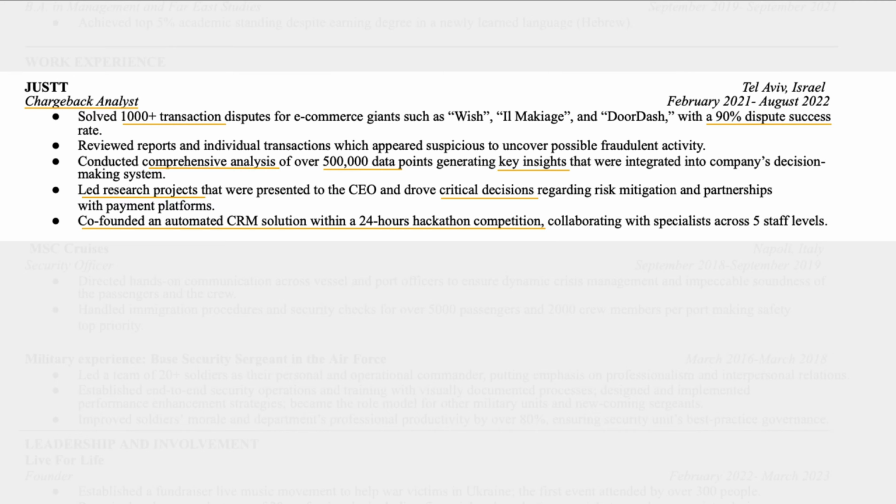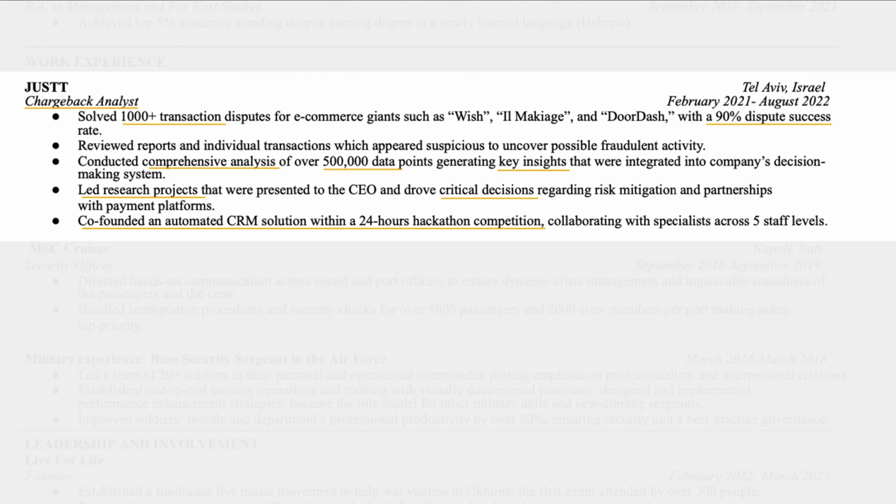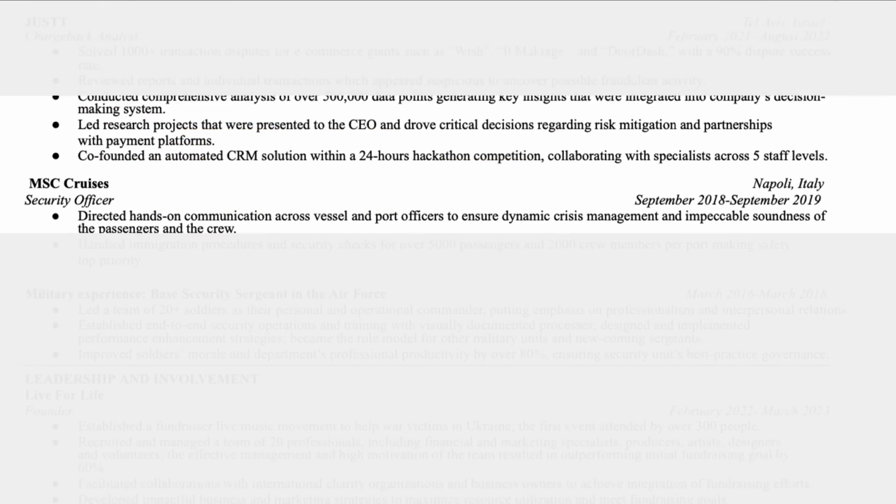Co-founding usually means creating an organization, but here she talks about a CRM solution, a software system. She might want to say specifically what she did to contribute. For example, designed an automated CRM solution within a 24-hour hackathon, solution was selected for implementation. That's one entry done. I decided to spend a lot more time on this one than the others, because it's actually a good one to showcase the principles. That said, in a real setting, this is not a good start. Let's move on to the second entry.